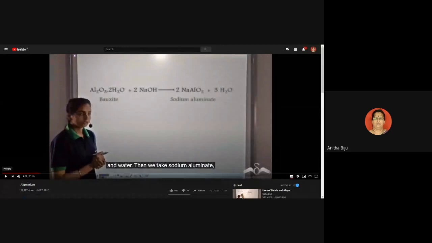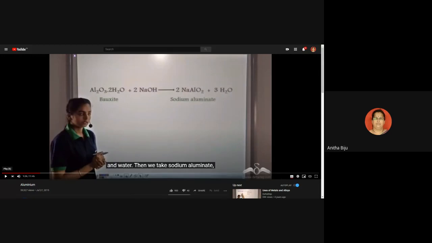So in this particular step, you can remember one thing. In this case, you can mention a few points in addition to the equation. First, you write the concentration of sodium hydroxide. So next to sodium hydroxide, in brackets, you can mention the concentration of sodium hydroxide is near about 45%. So in brackets, you write 45%. At the same time, along with the arrow, you need to mention temperature and pressure.